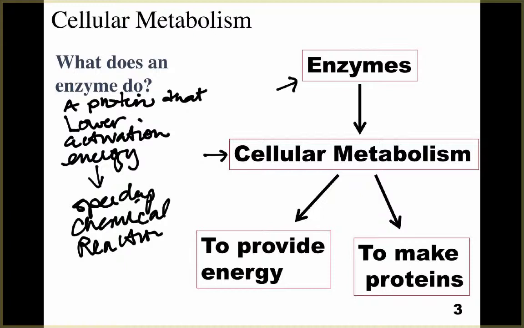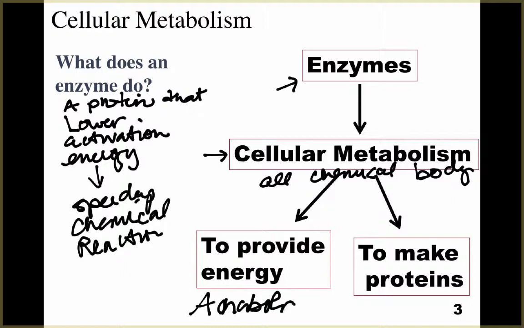Now, cellular metabolism is all the chemical reactions in the body. And they can be basically anabolic or catabolic. And we're going to talk about what these are. Now, cellular metabolism has two main functions. It can provide energy for our body, and it also helps to make proteins.